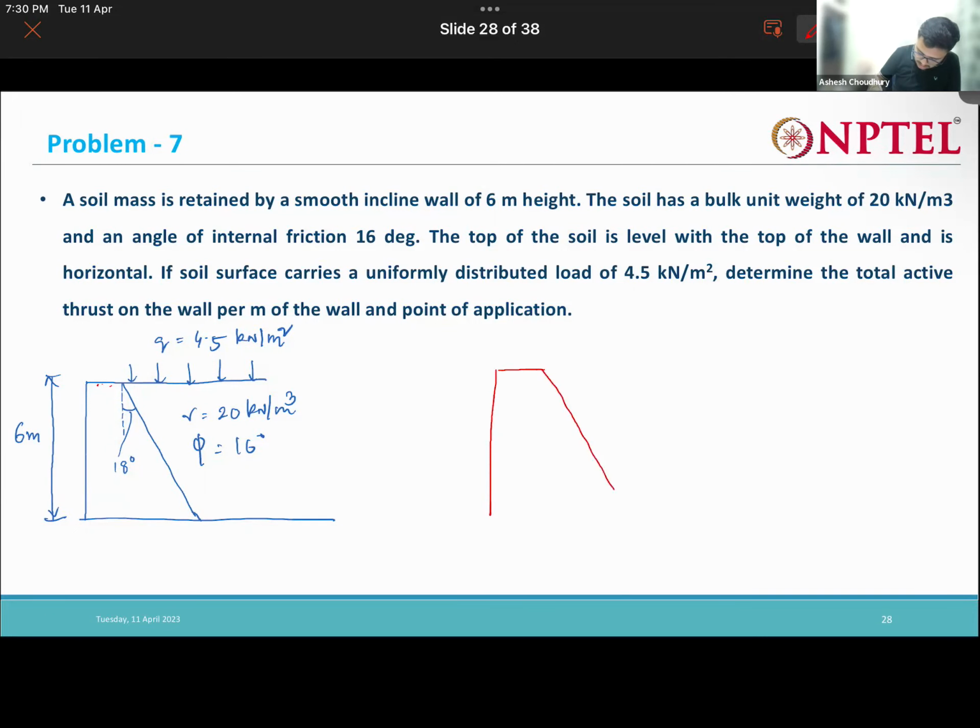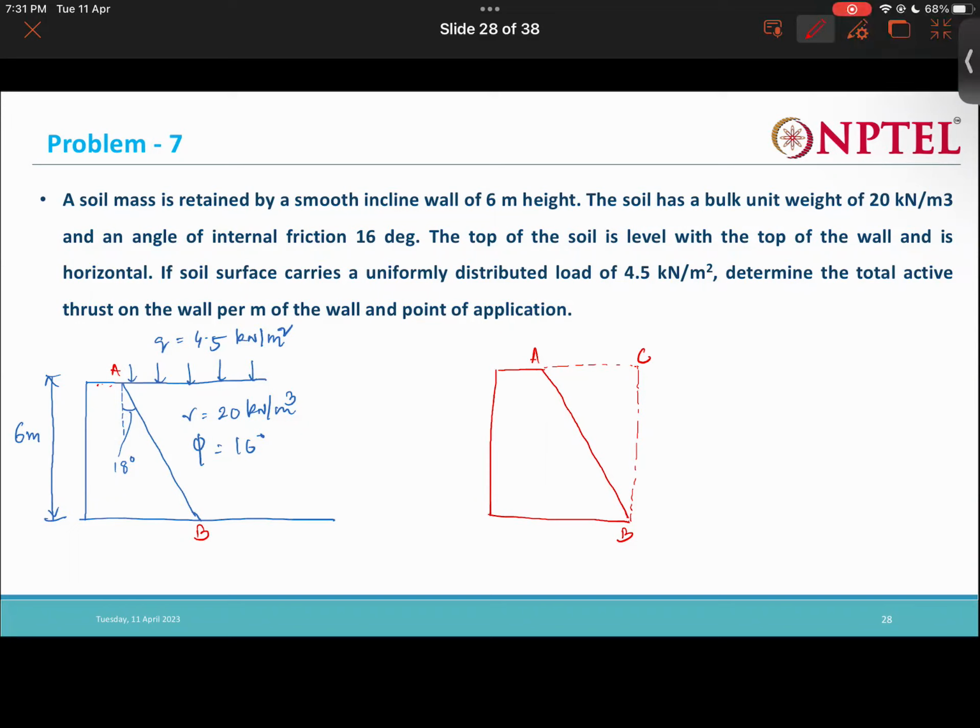So this is my wall. I will make this imaginary and draw this straight. So this is A, this is B, and this is C. What we will be trying to do is determine the total active thrust on this imaginary vertical wall BC. Then in the ABC portion some soil is there, which will be retained. So the weight of that soil we will take, and with the P value we will take the resultant. Then I will find out the resultant P.